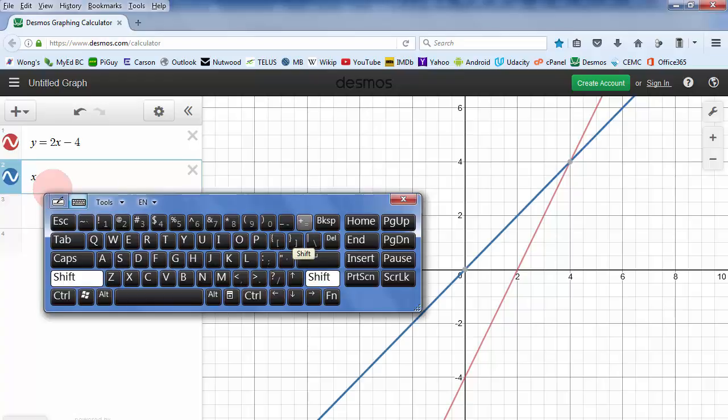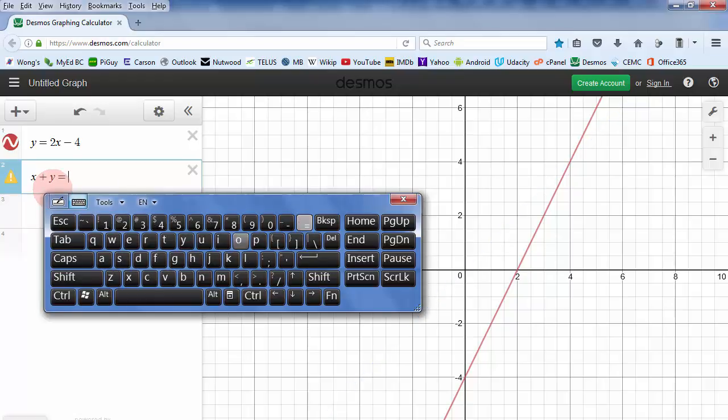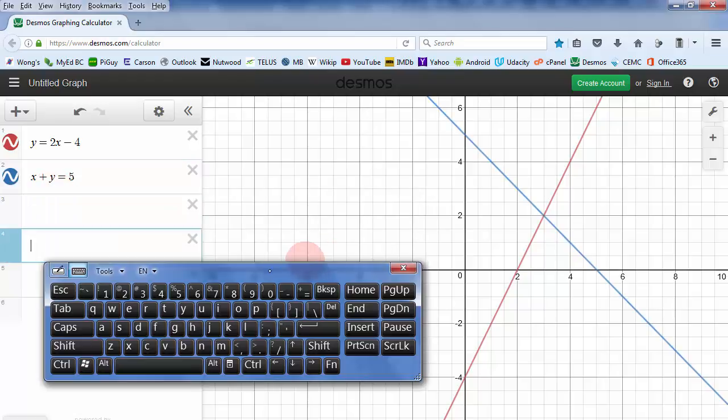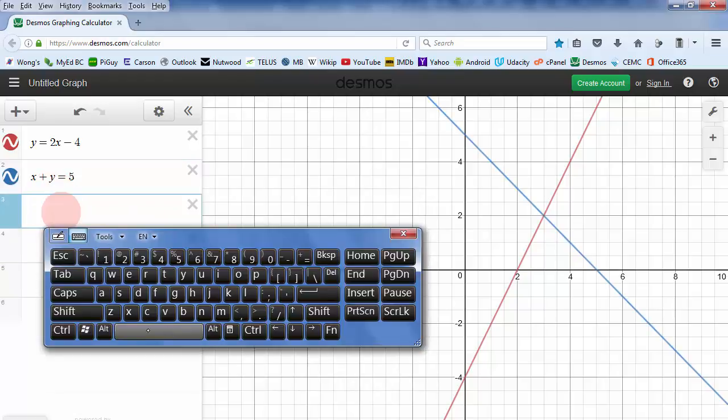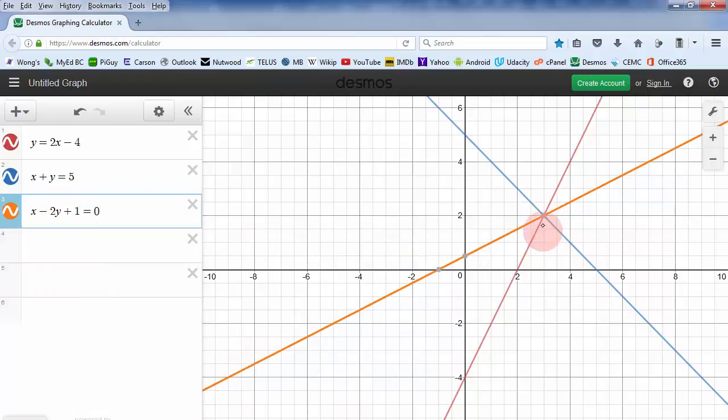x plus y equals 5, and x minus 2y plus 1 equals 0. Okay, and in Desmos, you can click on the point, and it will generally leave the answer up. And you can see we get the same answer, 3, 2. And that completes this lesson.